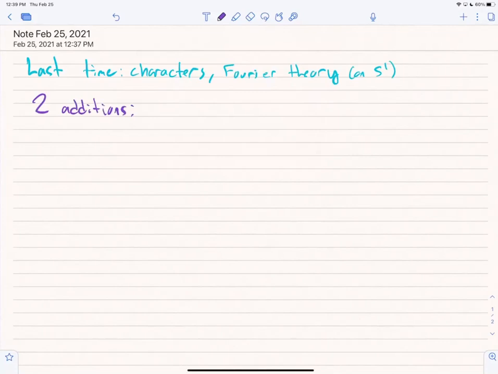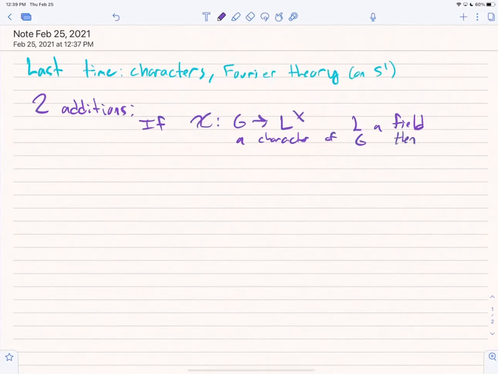So the first addition I wanted to point out is if chi is a homomorphism from G to L cross, where L is a field, so a character of G, then L cross is abelian. It's just the non-zero elements of L under multiplication, and my definition of a field is commutative.